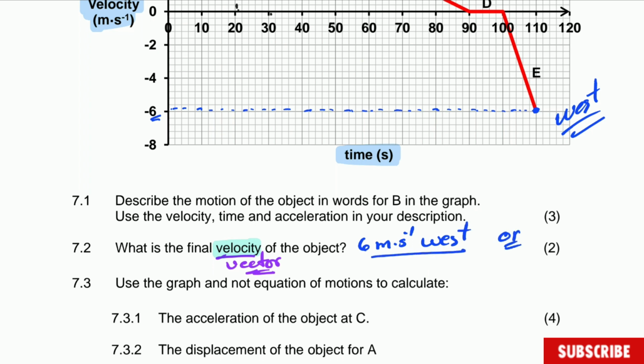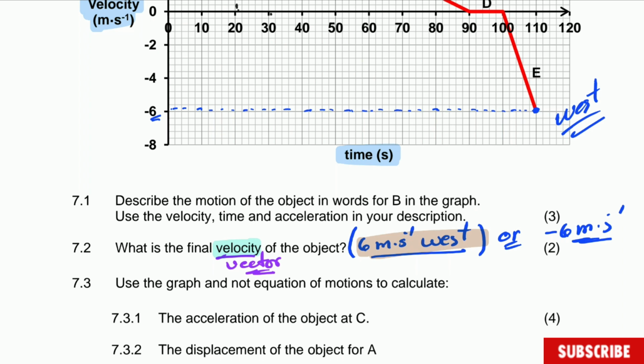Alternatively, you can just write minus 6 meters per second. Now, note, you cannot say minus 6 meters per second west, because negative west is east. So be careful, and I hope you understand. I recommend doing it this way because in some places they don't accept the minus. So I recommend 6 meters per second west. However, negative 6 meters per second means that it is west.